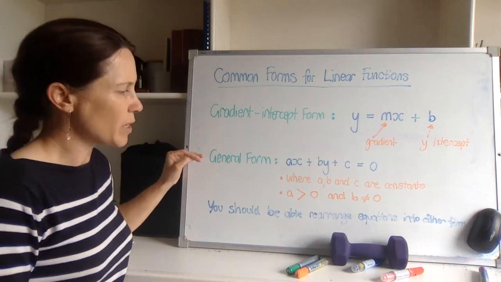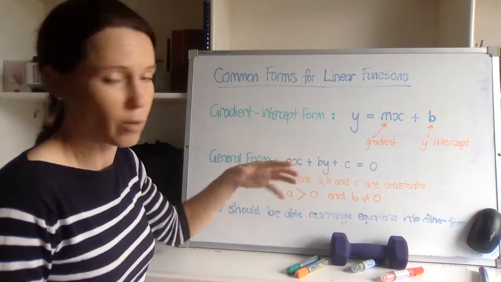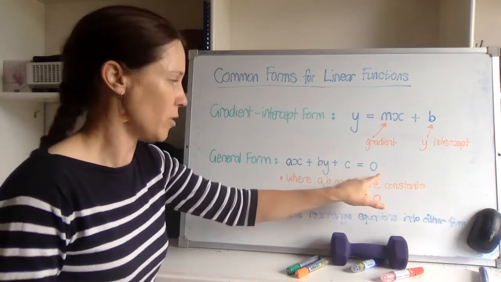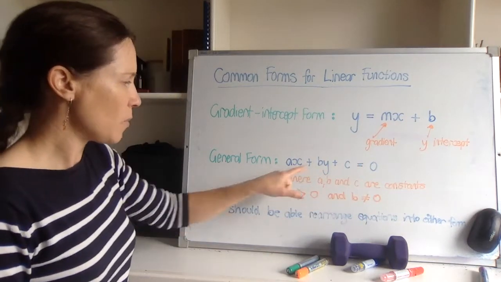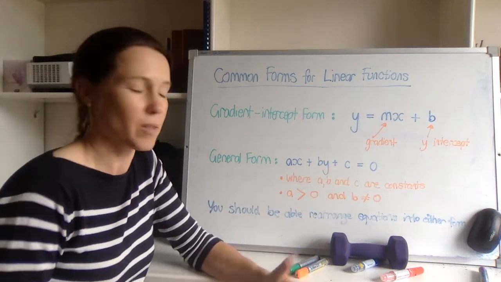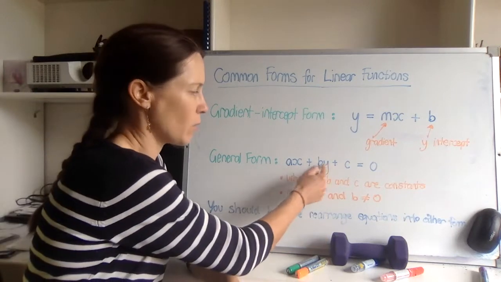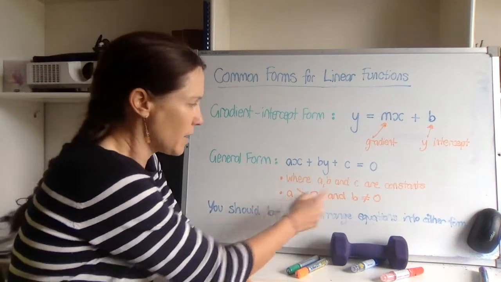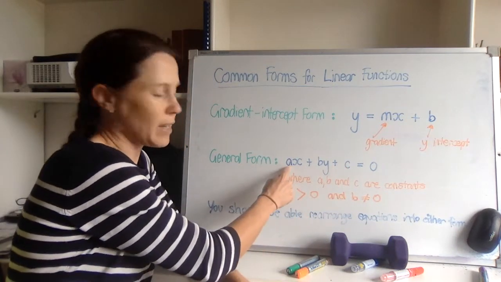Now, general form says we have to get all of the terms on one side and have the whole thing equaling 0, which is left alone on the other side. Now here, A, B, and C are just constants, so they're just numbers. They tell you how many x's and y's and other numbers you've got. But there's a few exceptions here. C can be anything, but with the A, we say it has to be positive.